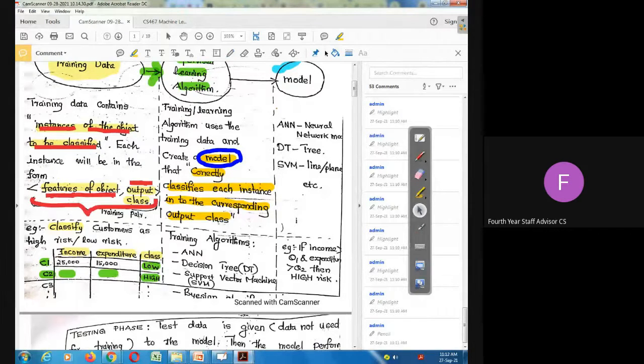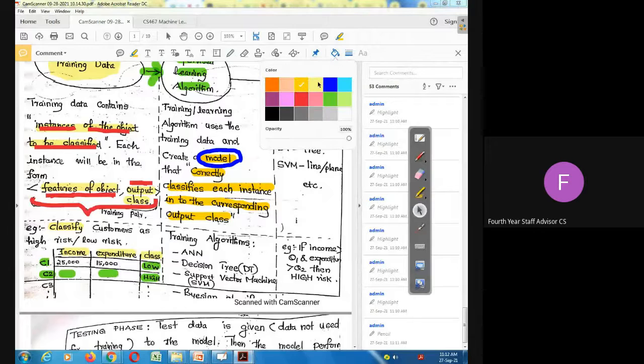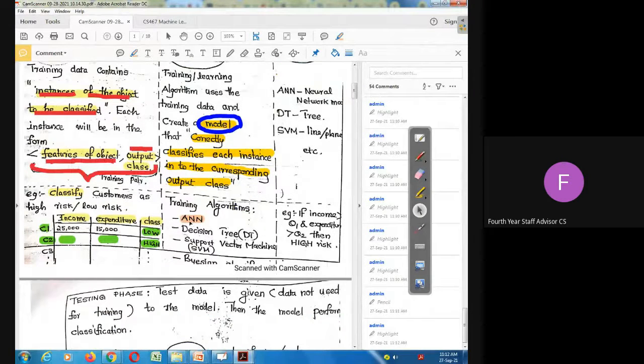Already in soft computing we studied about the neural network. Which are the different training algorithms used? We can use an artificial neural network, and in the artificial neural network, you studied about back propagation learning. Just recall our previous semester elective subject, the S5 elective subject.